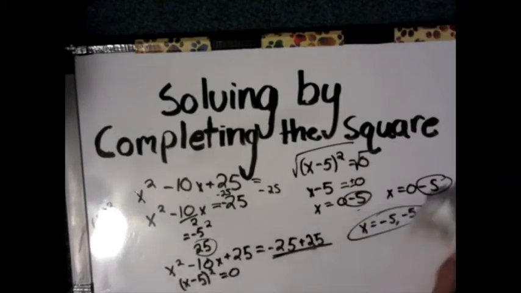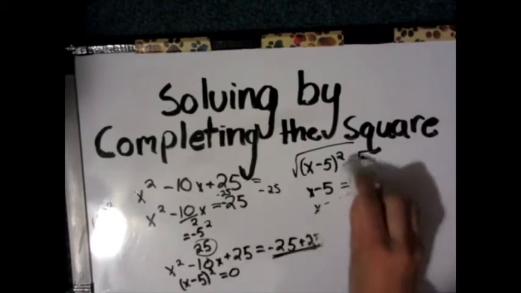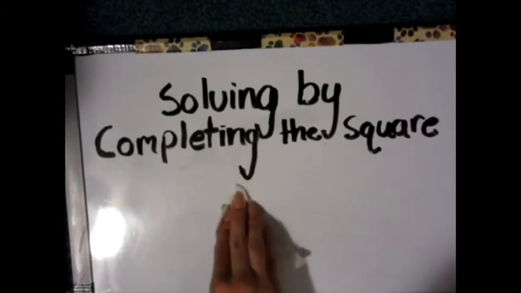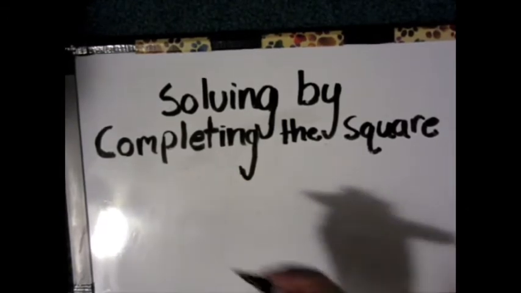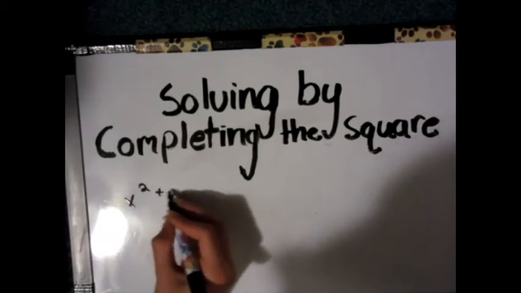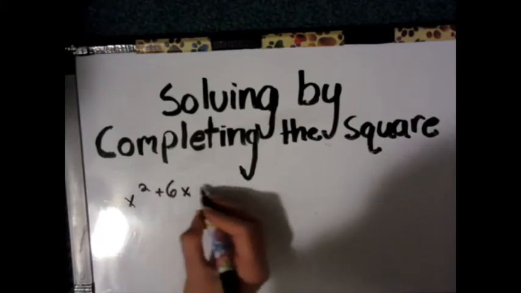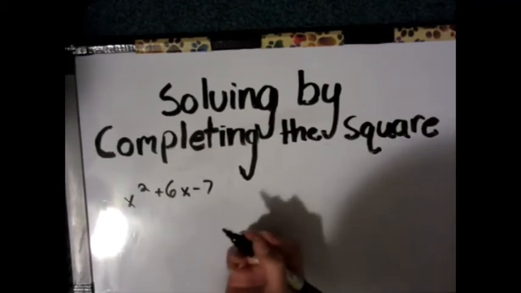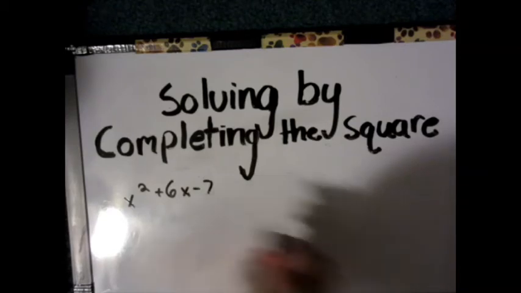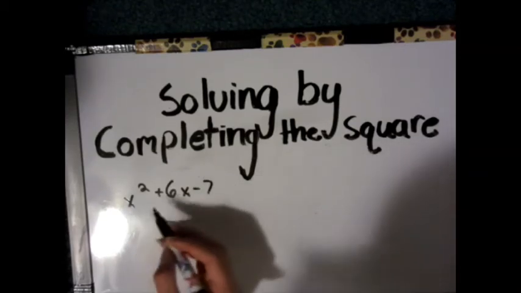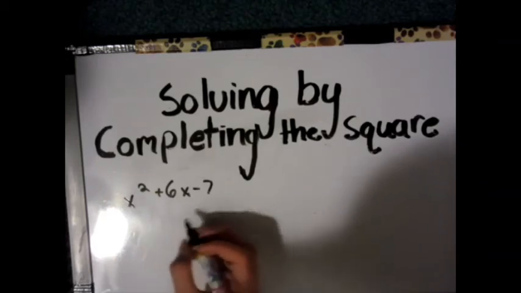Alright. And I'll show you why you don't want to typically do it when there's a coefficient in front in a minute. But typically it is just used for when it's not factorable, and it is fairly easy to complete the square. Okay, for this next one, I have x squared plus 6x minus 7.